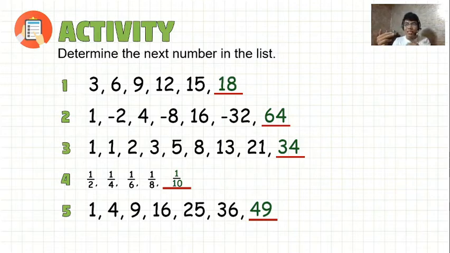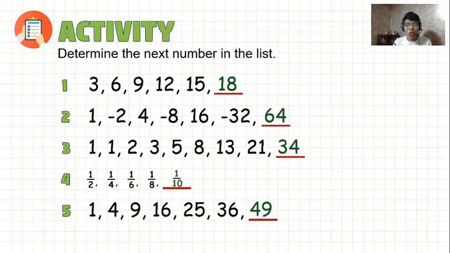I think you can see now the pattern. The numbers here are actually squares of 1, 2, 3, 4, and so on. So we have 36, that is the square of 6. So the next one is 7. What is the square of 7? Your answer must be 49. So for number 5, the answer is 49.